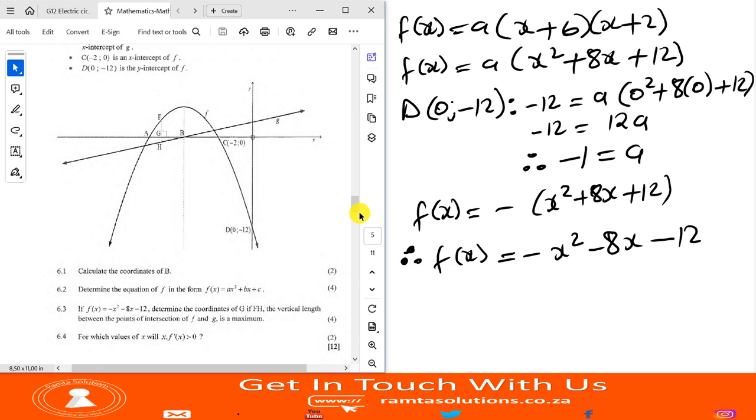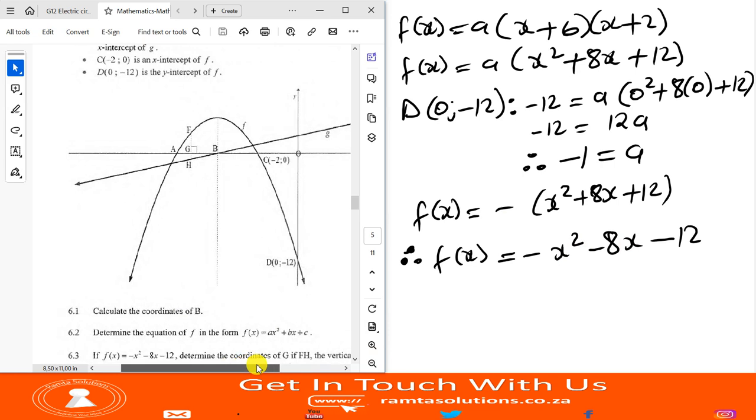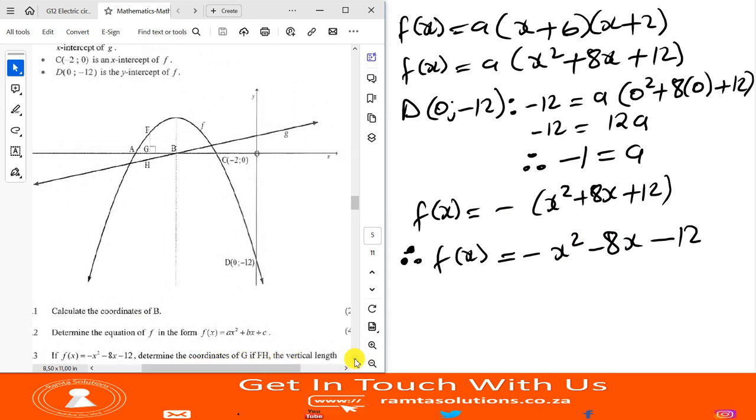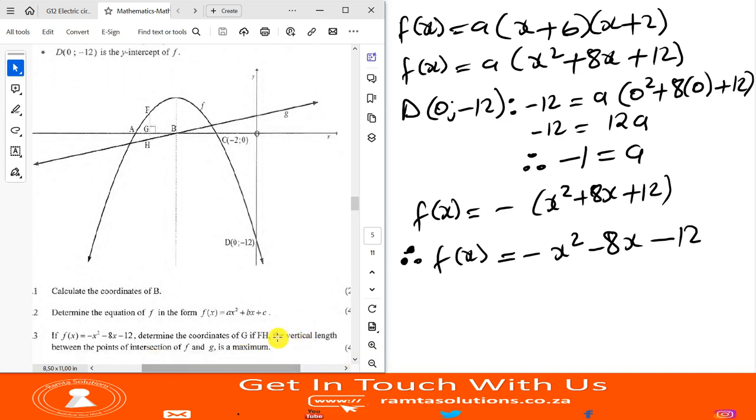All right, 6.3. f of x is equal to -x squared minus 8x minus 12. Isn't this what we got? It is, right? Now they're saying, determine the coordinates of G. Mind you, guys, G, its y value will be 0. Let me zoom it in after reading the statement. So determine the coordinates of G if FH, the vertical length between the points of intersection of F and G, is a maximum.